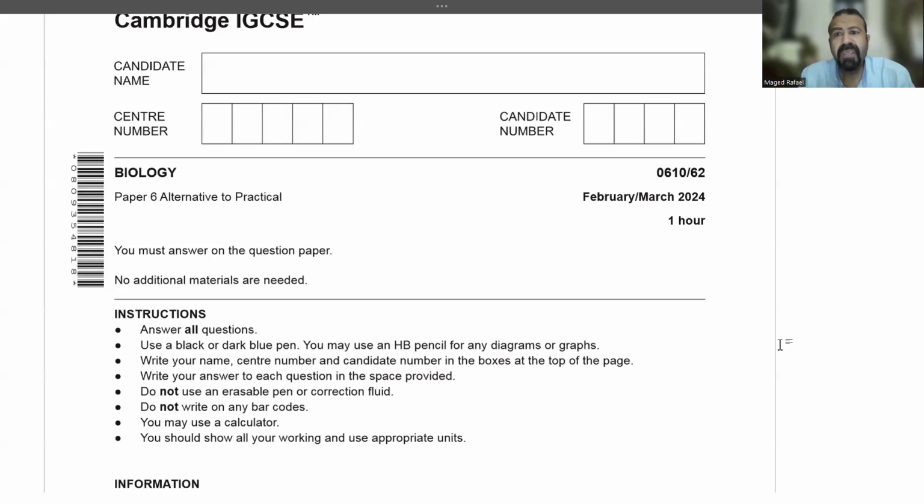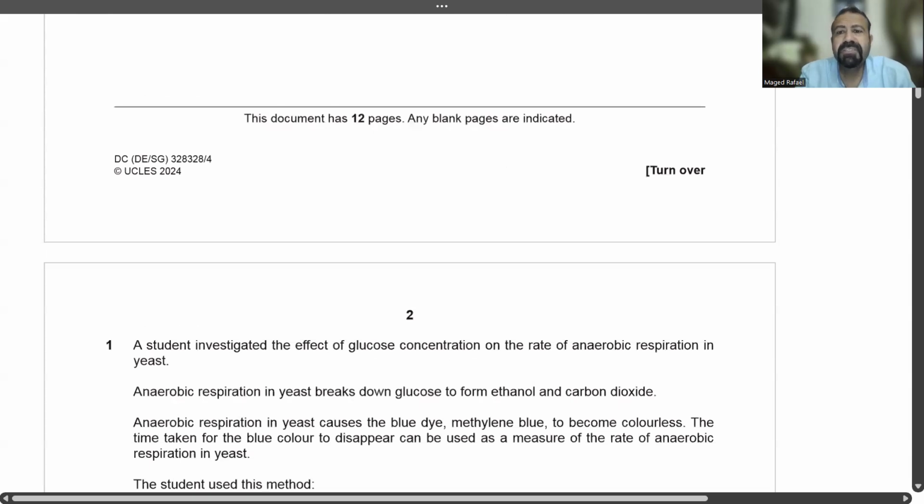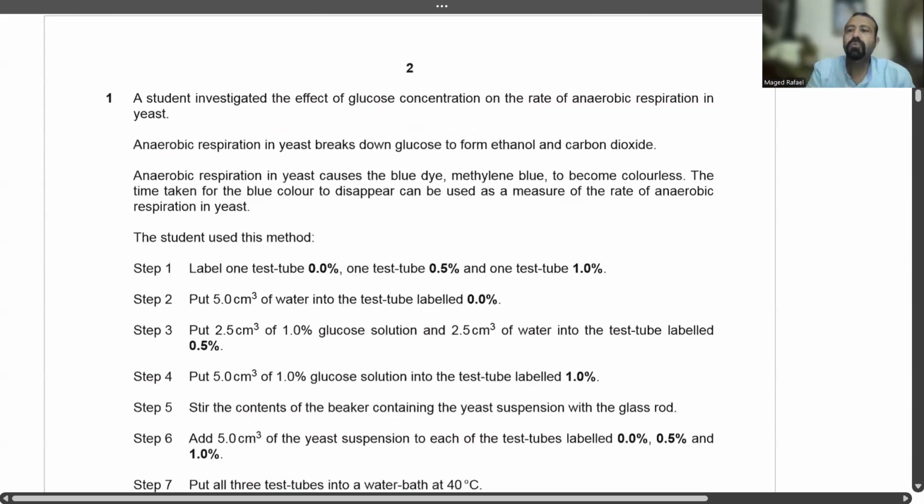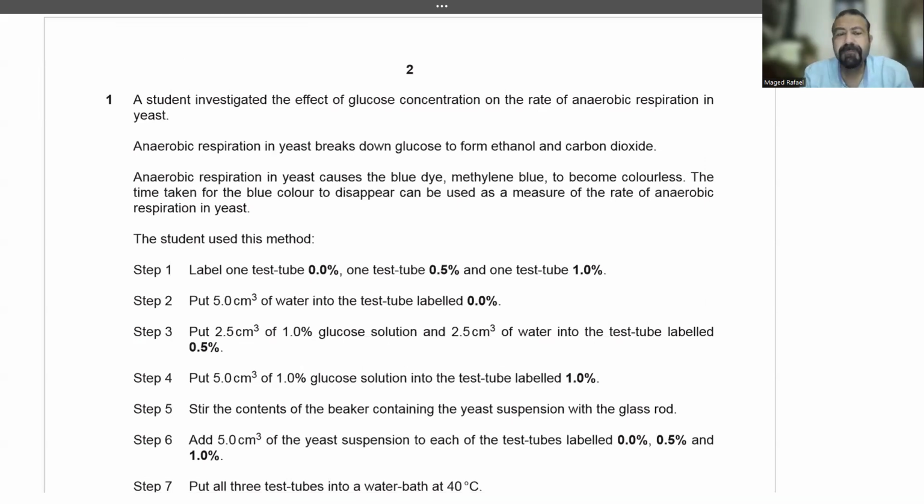We will answer both papers in the time of the session. Don't worry, we can definitely answer both papers in the time of the session. Let's start directly with paper 6. Paper 6, as usual, has two questions. The first question is the experiment question, and the second question covers the magnification, the calculation, the food test, all of this part, and the plan and investigation question.